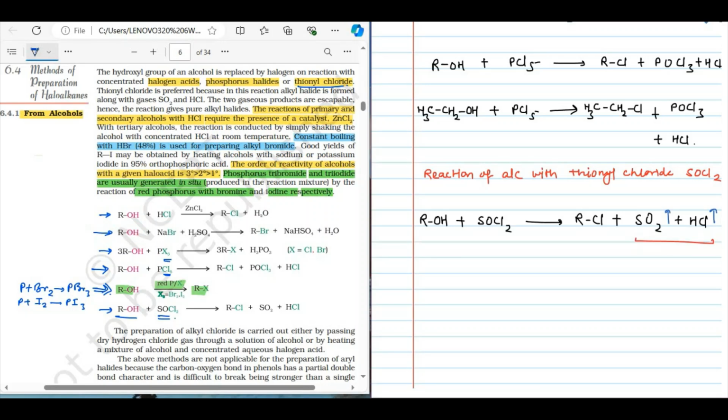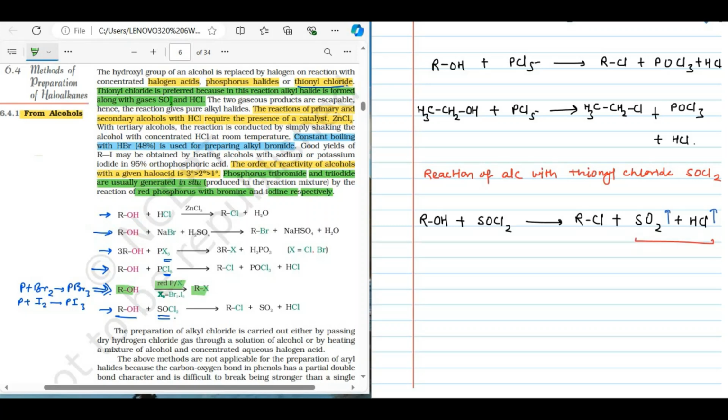Let's read from the book. Here it is given that thionyl chloride is preferred because in the reaction alkyl halide is formed along with the gases SO2 and HCl. These two gaseous products are escapable. Hence the reaction gives pure alkyl halide. This is the best suited method for the preparation of haloalkane from alcohol.